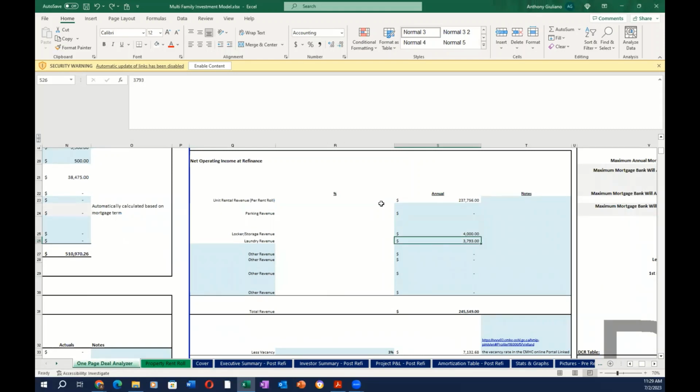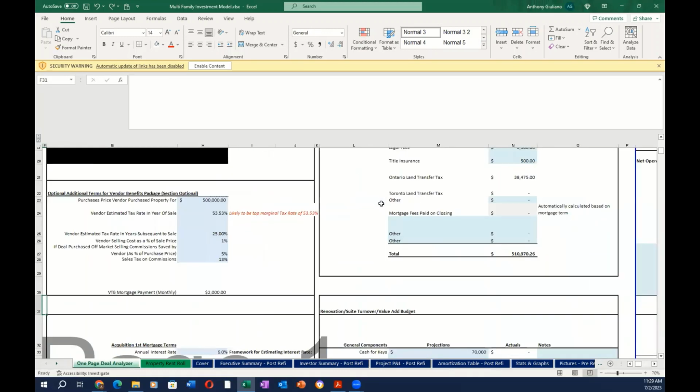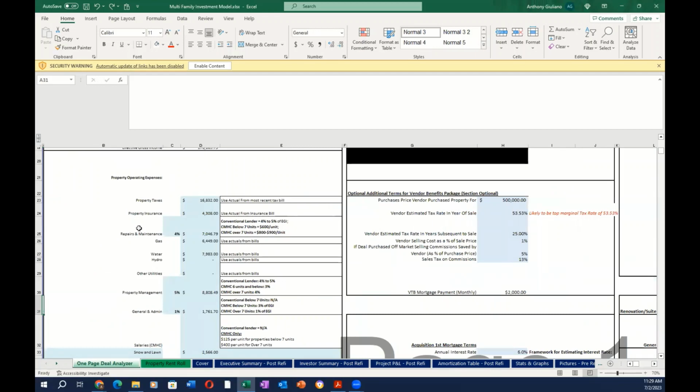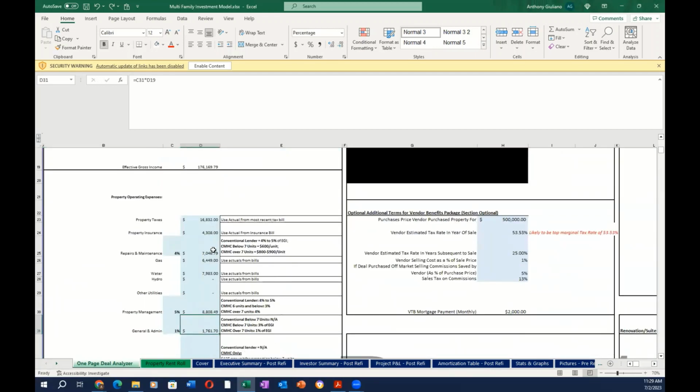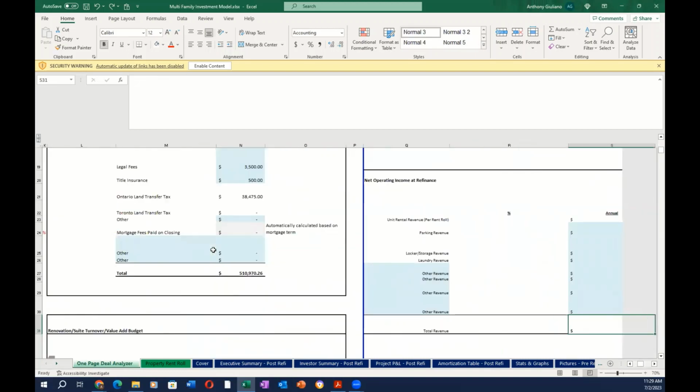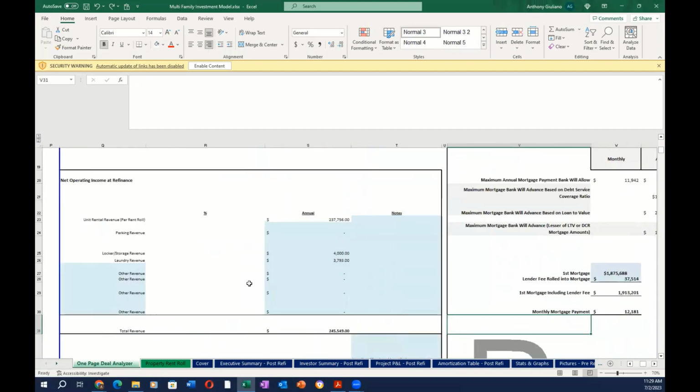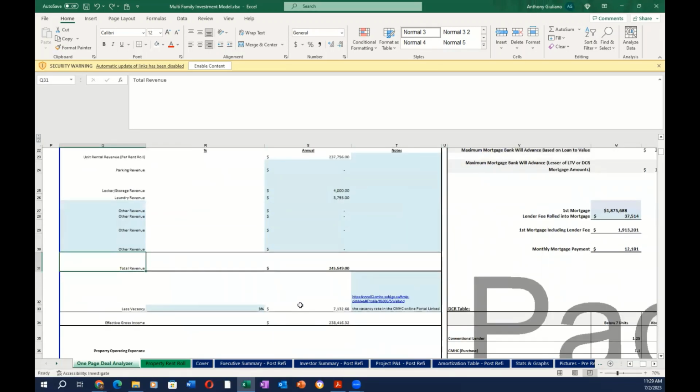There were some lockers on the property that I was able to rent out. Laundry income remained roughly the same. So you can see the total revenue in the property went from what we previously had in this section at about $179,000 per year in gross revenue to now $245,000. Now, at the same time, vacancy, I've left it at about 3%.